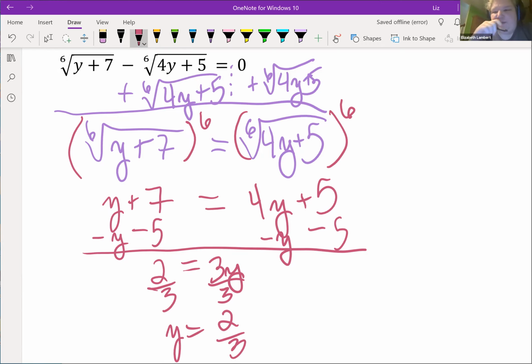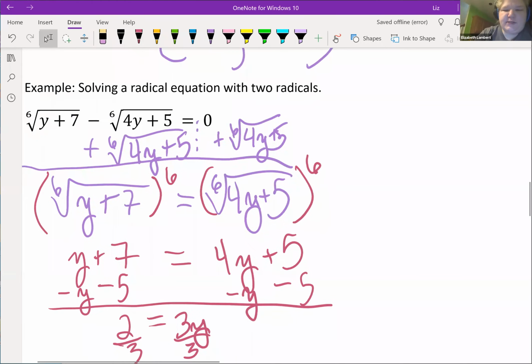Or 2/3 is y. It doesn't matter which way you write it. So 2/3 right now is our potential solution. Might work, might not work. Don't know yet. So the check step.